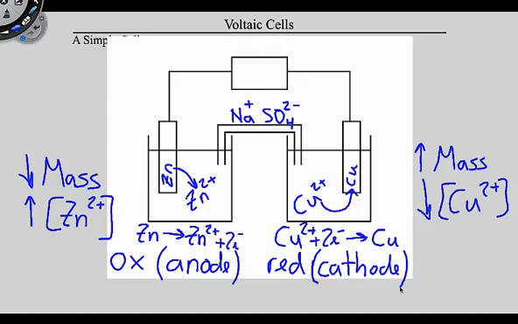The easiest thing I've come up with is vowels and consonants. It works for me. Anode, oxidation, cathode, reduction, vowels and consonants. Can we keep those together?